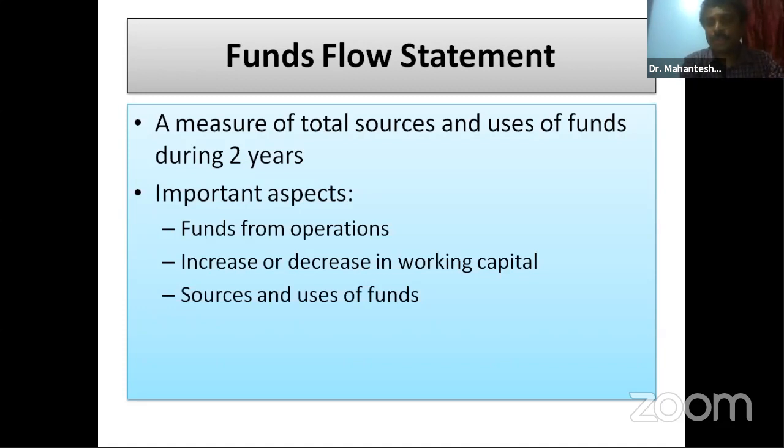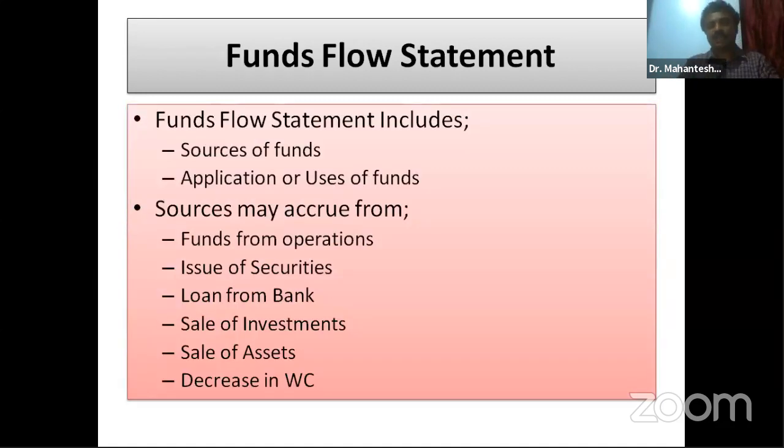Now we move on to the preparation of the funds flow statement. As I said before, the funds flow statement includes the sources of funds and the application or uses of funds. Sources may accrue from funds from operations. Funds from operations are the business revenue. The sales revenue, the net profit, the profit, we call funds from operations. Issue of securities gives us a source. Issue of securities may be in the form of issue of equity shares, issue of debentures, issue of bonds or issue of any money market instruments.